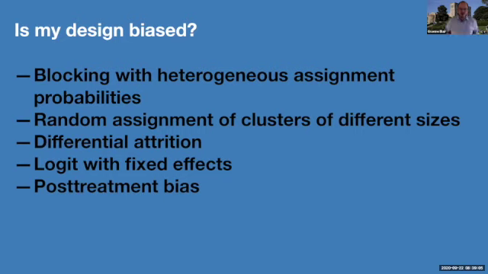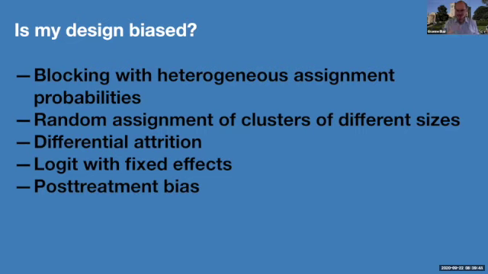Relatedly, power is just one diagnosand that we might be interested in. The second is bias. I think the way that we often think about whether our design is biased is by thinking about different particular situations that we've read about in textbooks or in methods papers that are biased. So we can think of lots of those. Blocking with heterogeneous assignment probabilities is biased. Random assignment of clusters with different sized clusters can lead to bias. When attrition is a function of treatment status, logit with fixed effects, post-treatment bias, we can think of lots of situations where a design may be biased, depending on the features of our design.